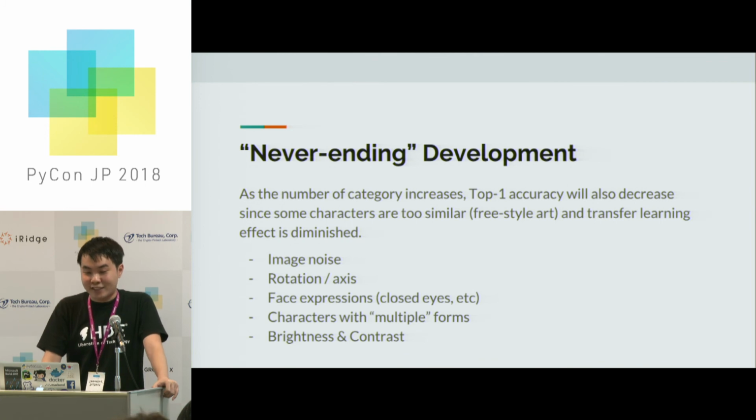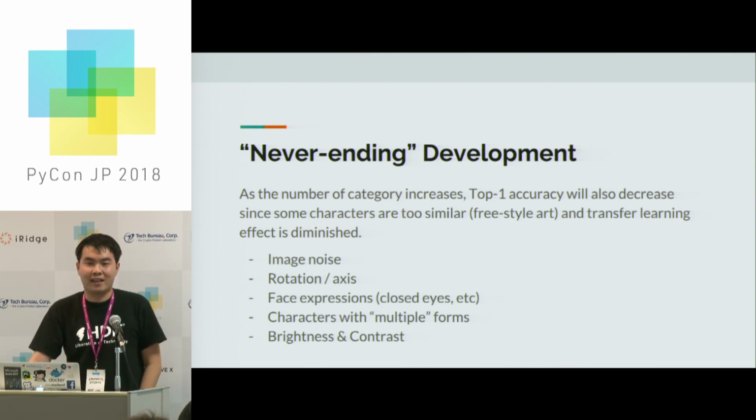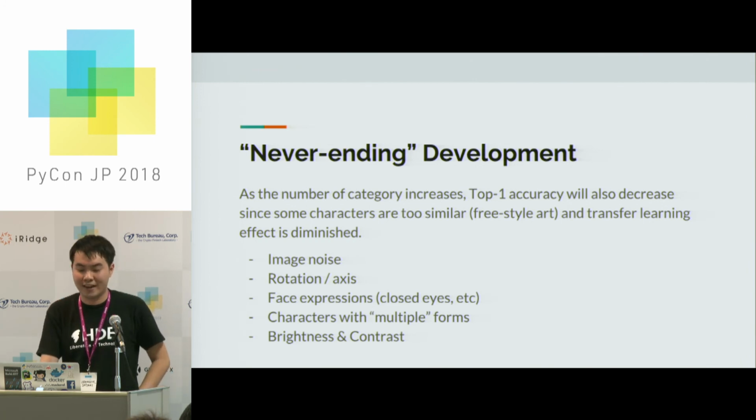And some characters in anime have multiple forms. For example, if you know Fate/Zero and Fate/stay night, the Saber. Saber has multiple forms, right? So in those cases, you need to specify that this Saber is from this one and this Saber is from that one, which is very hard. And there's also a problem with brightness and contrast, especially if you take it from a photo. Brightness and contrast play an important role there.